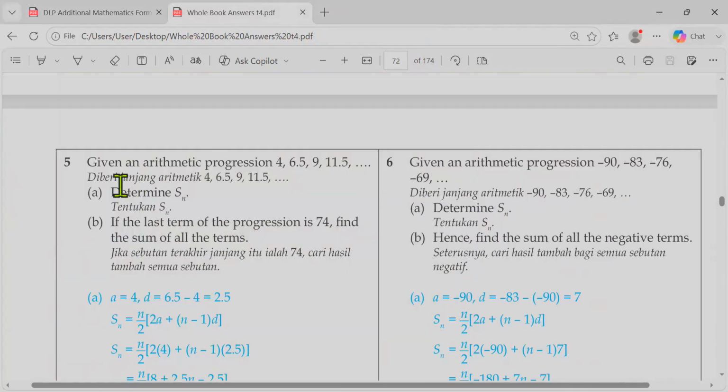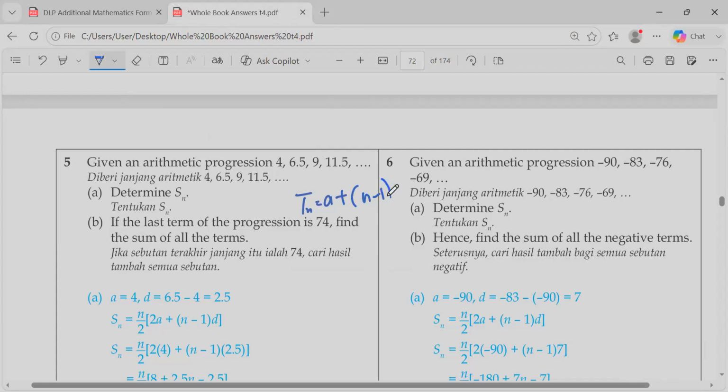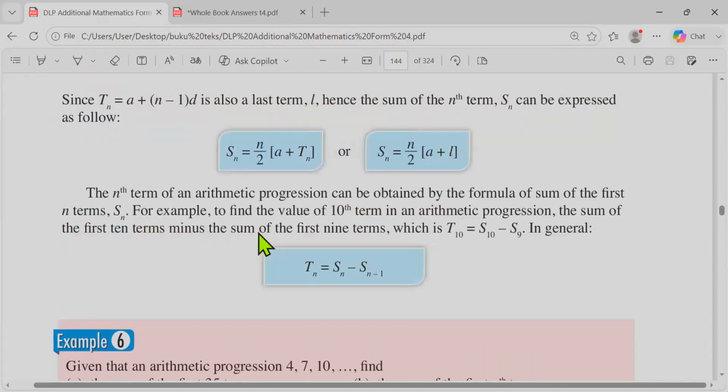So this one, if they give the question the last term of the progression, what you just need to do is find out the Tn term. Substitute the D, substitute the A, and substitute the last term, and then we can get the n. And then we substitute the n into the formula. So now, today we are going to learn this.